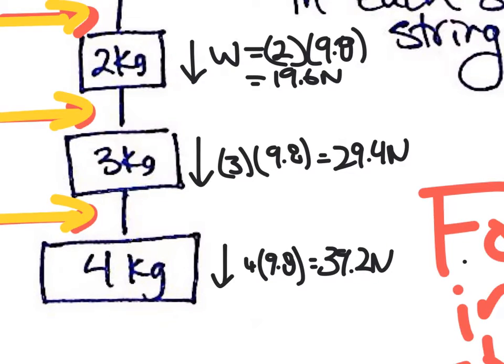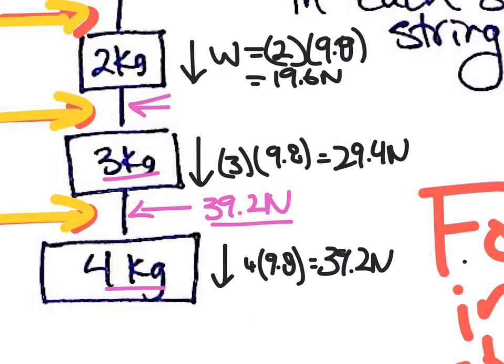So, if you consider the strings, this string is supporting 39.2 newtons of weight. So, let's find ourselves a different color. Alright, so this part of the string is supporting a force of 39.2 newtons, so the tension in the string would be 39.2 newtons. This string, however, is supporting both the 3 kilogram and the 4 kilogram mass, and so the tension in that string would be 39.2, because it has to support that, plus it has to support the 29.4. Both of those added together.